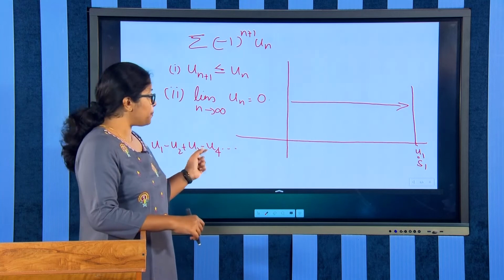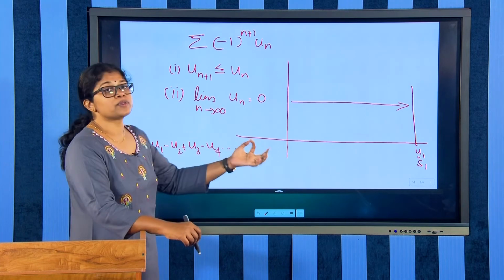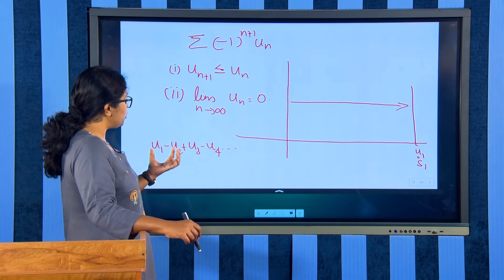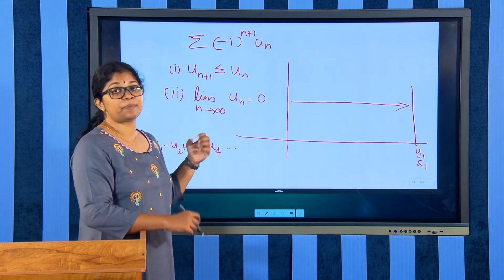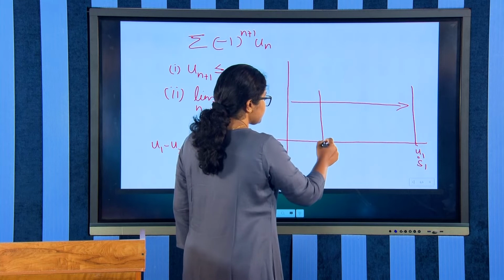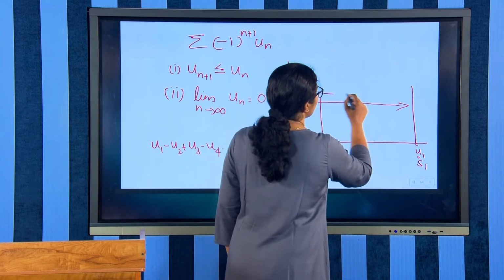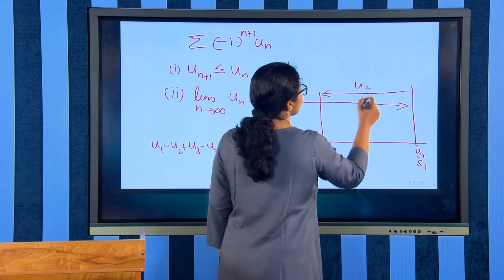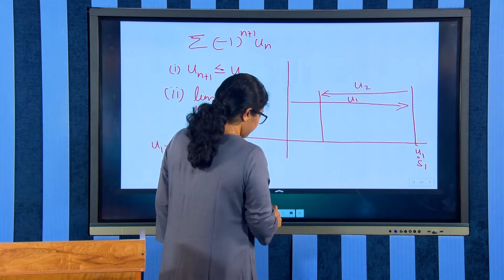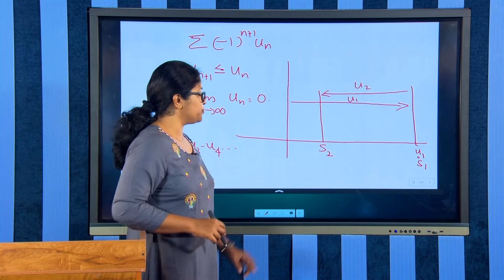Now, when you take the second partial sum, all the un's are positive, all the un's are greater than 0. So when you take the second partial sum, you are subtracting a positive term from un. So this s2 will be somewhere here. If this is your u2, this will be your u1. So s2 will be somewhere here, because you have subtracted u2 from u1 to get S2.